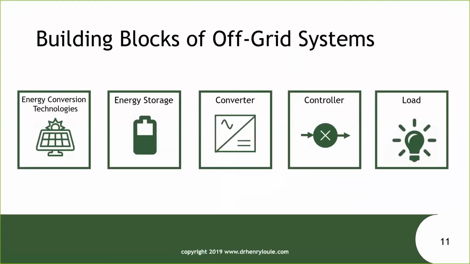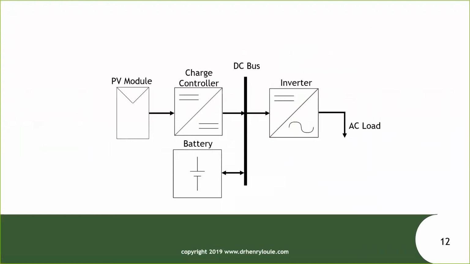So in particular, there are about 5 building blocks that go into off-grid systems. And these can be arranged in different ways depending on really the energy conversion technology and the load. Now, because we're talking about solar systems, I'll show you the most common architecture. It looks something like this. You're going to have a PV module or perhaps several modules arranged in an array, and they're going to be connected to one or more charge controllers.